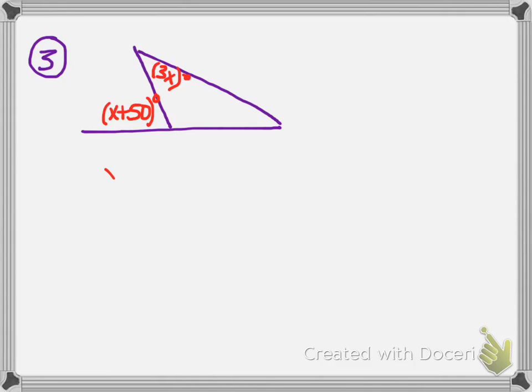So we can start off by saying that x plus 50 is greater than 3x. And we know that 3x, that angle's got to be bigger than 0 degrees. So we've got this compound inequality. What we do is we need to get x in the middle, and then, hold on. Okay, excuse me. Scratch this part off.